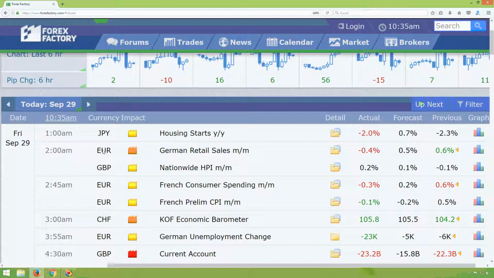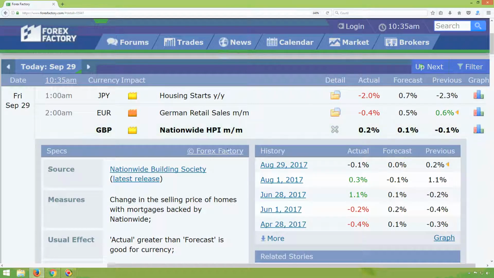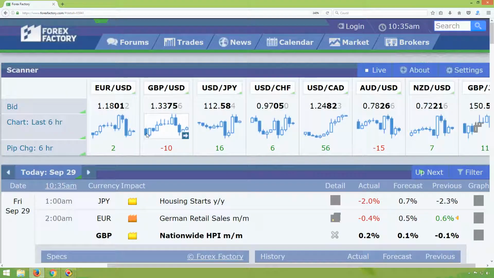We also have German retail sales that will affect the euro, or the Nationwide HPI, and this will affect the GBP and so on. If you do not know what the economic news means or how to interpret it, this is not a problem. You do not need to have a PhD in economics or anything else. Simply click on the detail and find out more. For example, Nationwide HPI in the United Kingdom. What is this? Well, this is the Nationwide Building Society, which measures the change in selling prices of homes for mortgages backed by Nationwide. The usual effect on the FX market is on that currency, being the Great British Pound.